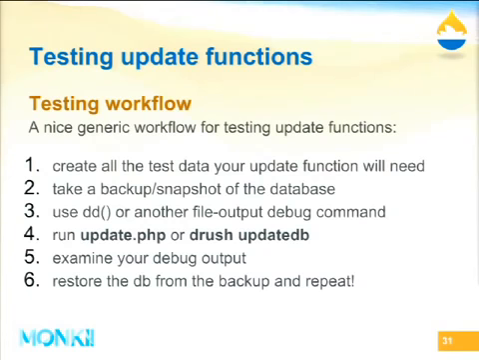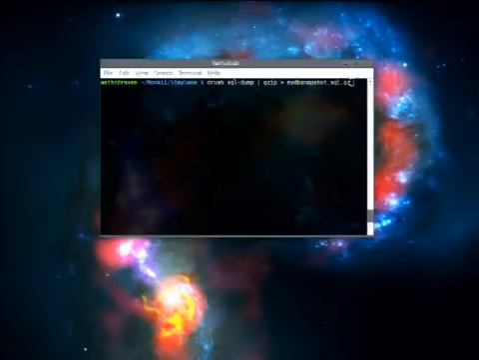In our testing workflow, first we're going to create all of the test data that we're going to need to test our new update function. Sometimes this step is trivial, sometimes you've got to create 4 or 5 nodes. You always want to do that first and then take a database backup, because otherwise you're going to do it every time. It's going to take you a lot of time. So enter your test data and then take a backup of the database.